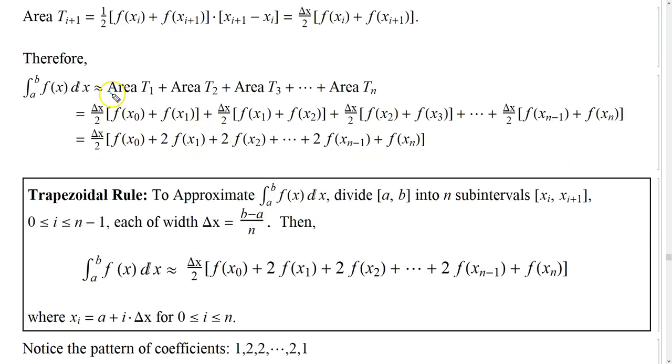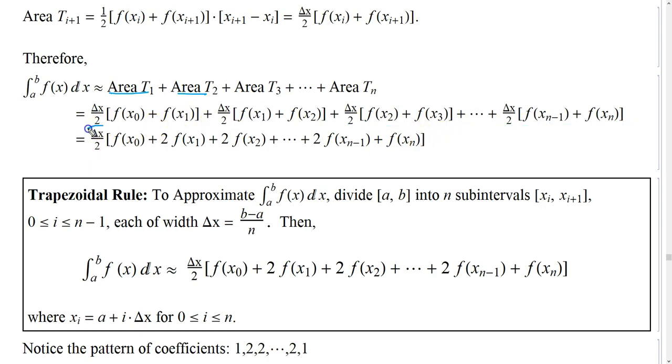So adding up the area of all these trapezoids, you see right here is the area of trapezoid T1. Here's the area of trapezoid T2, T3, and so on, all the way out to the very last trapezoid would be given by this. Now what we'll do is we will factor out a delta x over 2 from each of these terms, and what we get is this.